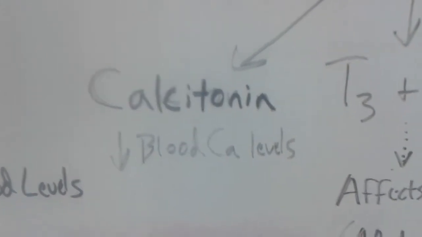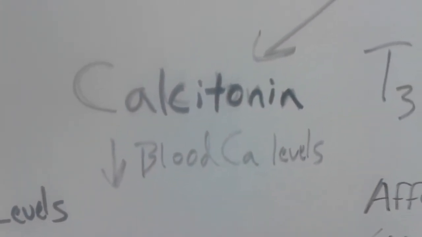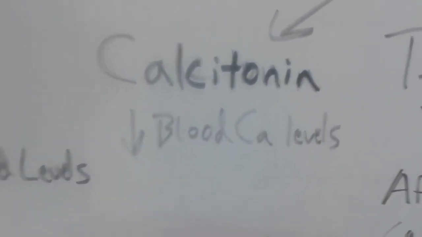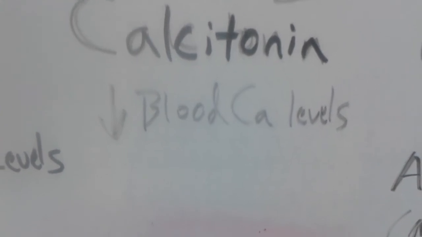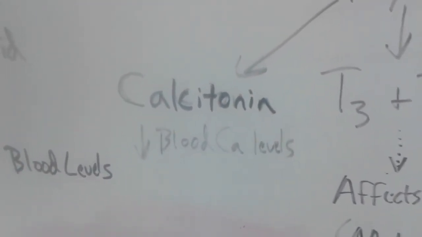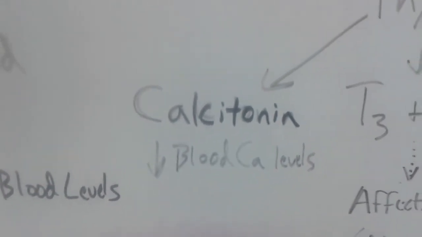Another hormone that we see produced by the thyroid gland is calcitonin. Calcitonin targets several different cells in the body, including bone cells, in order to reduce blood calcium levels. Calcitonin tones down blood calcium levels.